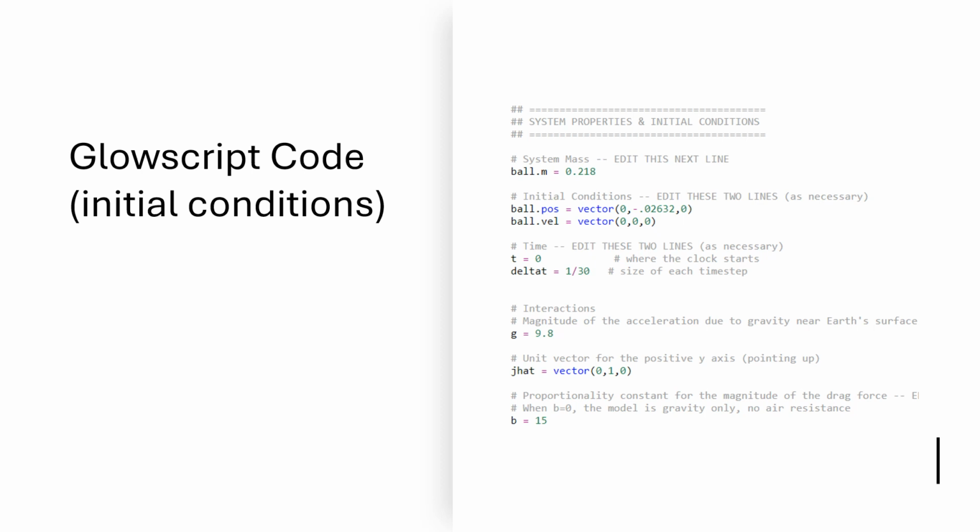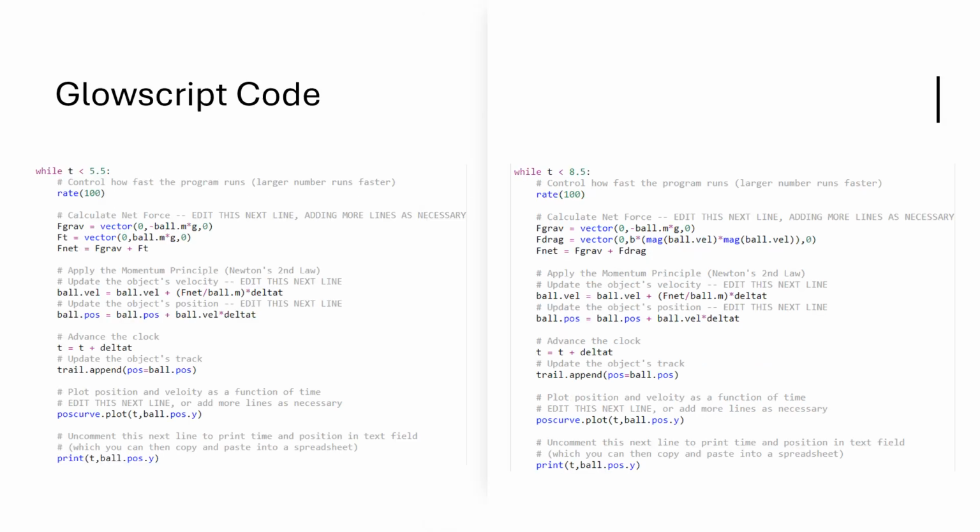Here are the initial conditions for the experiment. So the mass of the frisbee I found on the internet to be 0.218. The initial position is from tracker, and the initial velocity is just 0. Gravity is obviously 9.8, and the constant for the drag force I found to be 15. Here's the rest of the glow script code.